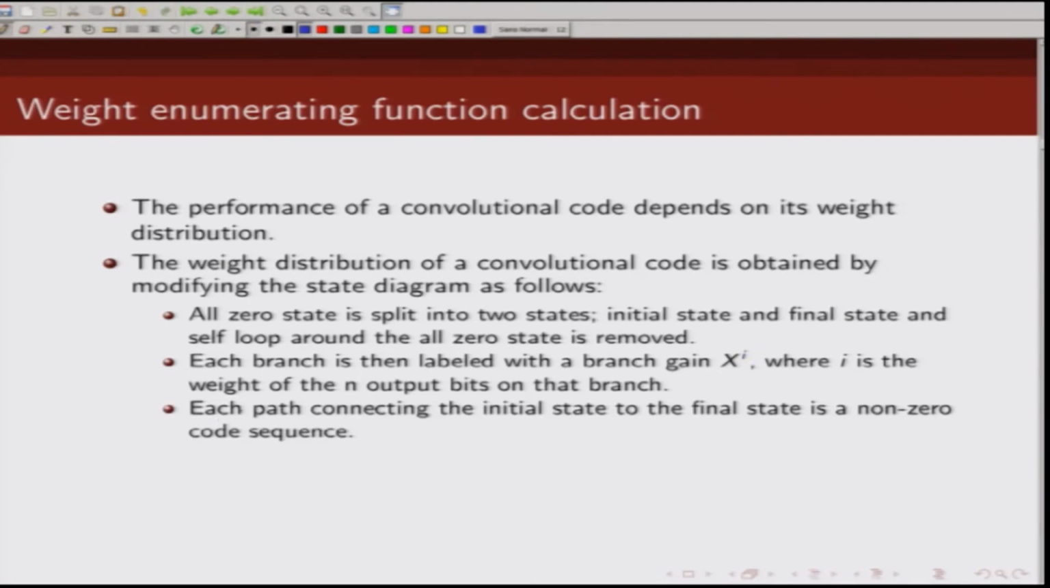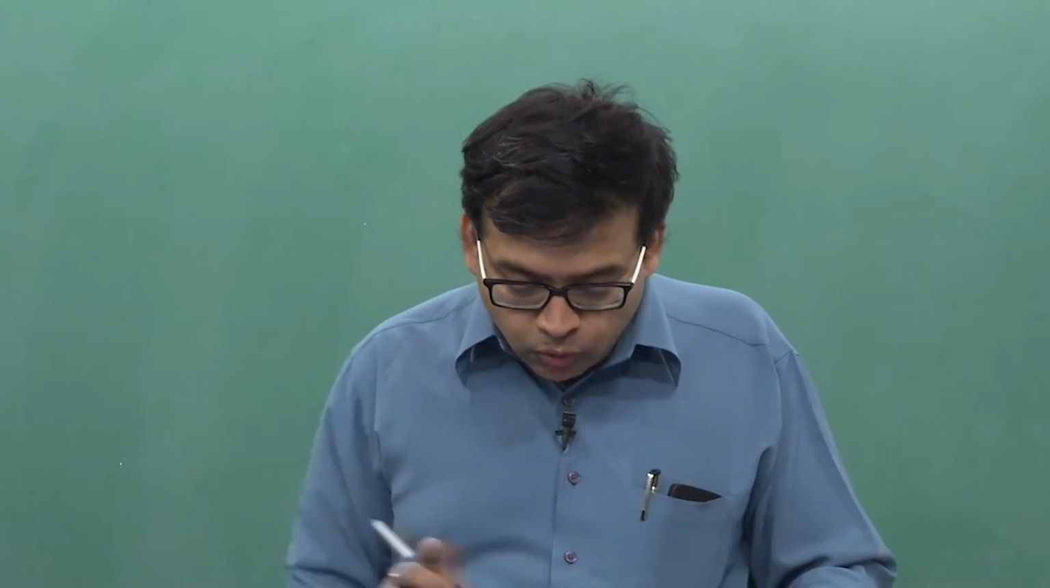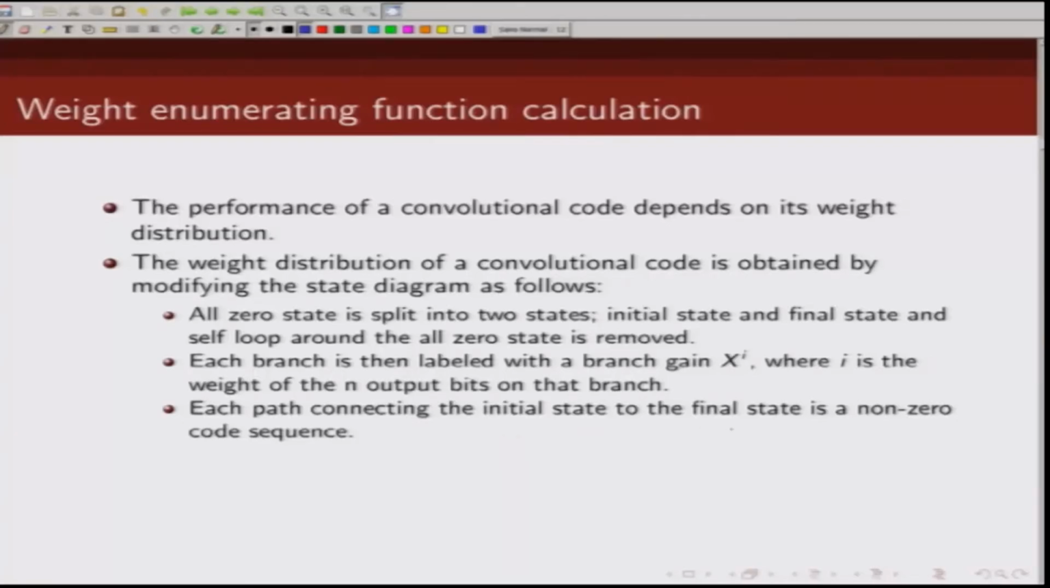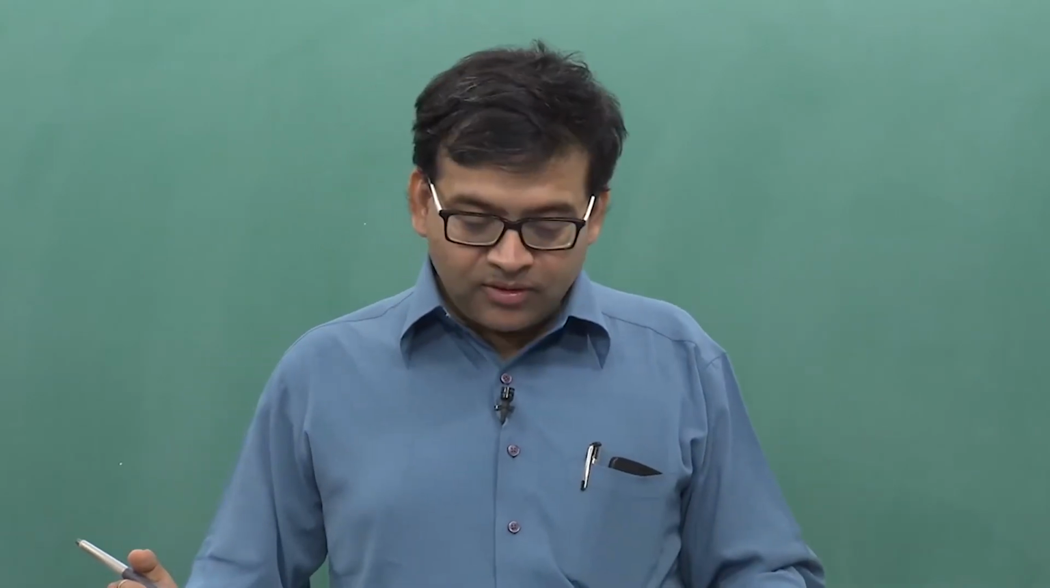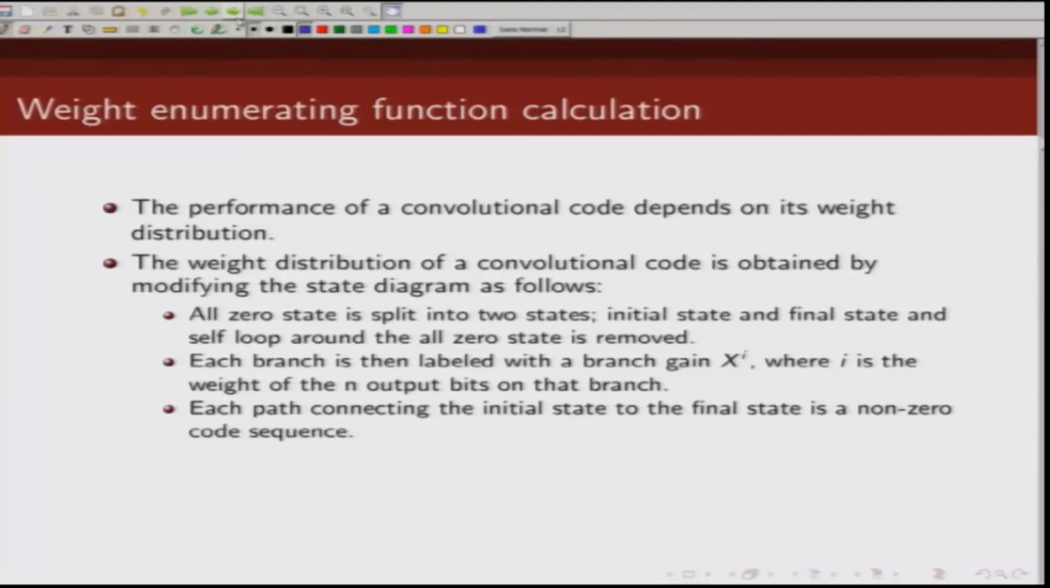Now, after we split the all 0 state into an initial state and a final state, each path starting from the initial state to the final state will be a valid non-zero codeword, because we have removed the self loop around the all 0 state. So, this modified state diagram is now going to show us all possible non-zero codewords.